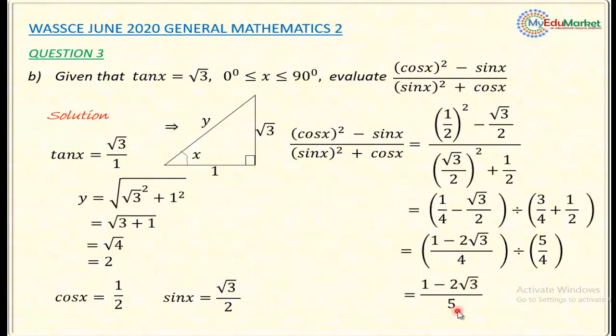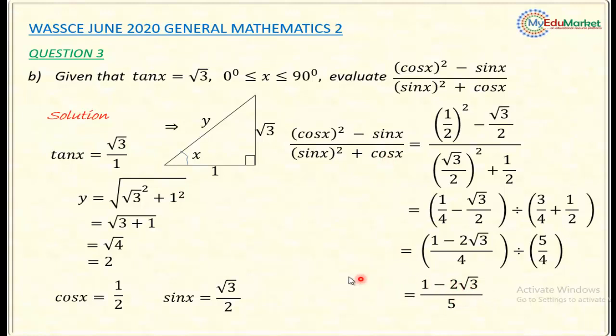This is the final value of cos² x minus sin x divided by sin² x plus cos x. I beg your pardon. So with this, I have answered this question.